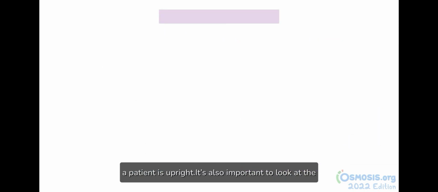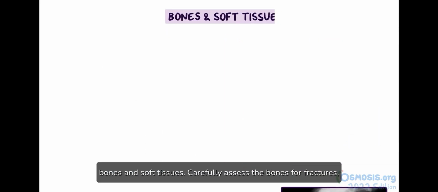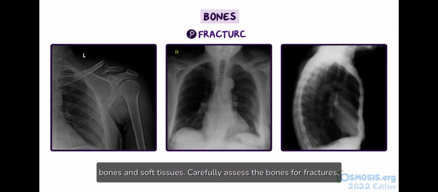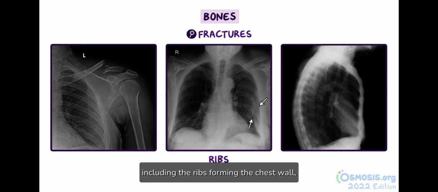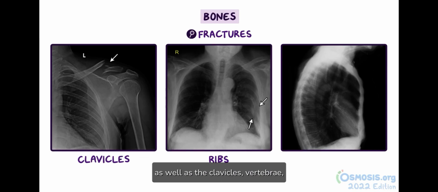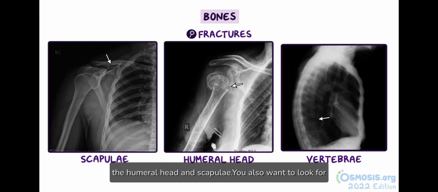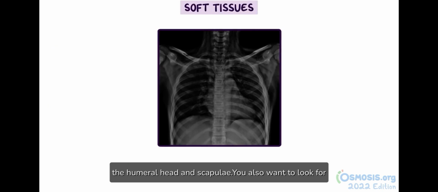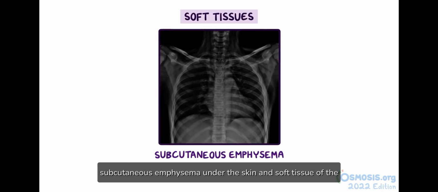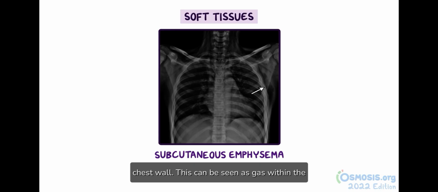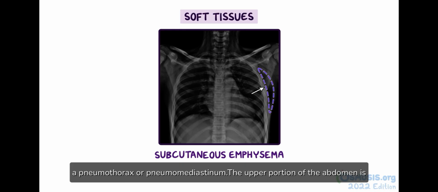It's also important to look at the bones and soft tissue. Carefully assess the bones for fractures, including the ribs forming the chest wall, as well as the clavicles, vertebrae, the humeral head, and scapulae. You also want to look for subcutaneous emphysema under the skin and soft tissue of the chest wall. This can be seen as gas within the chest wall. This could also be related to the presence of a pneumothorax or pneumomediastinum.